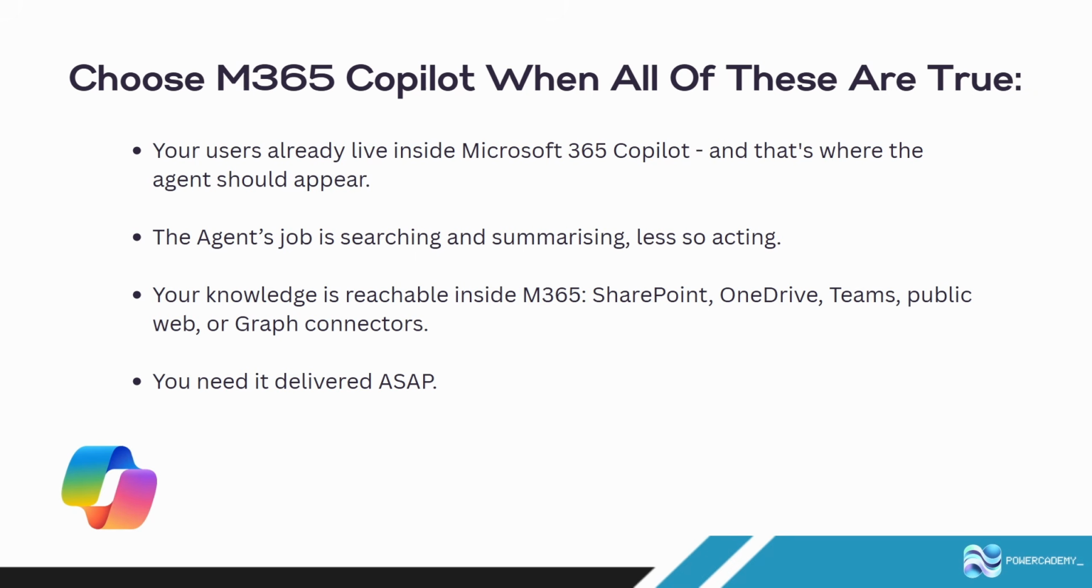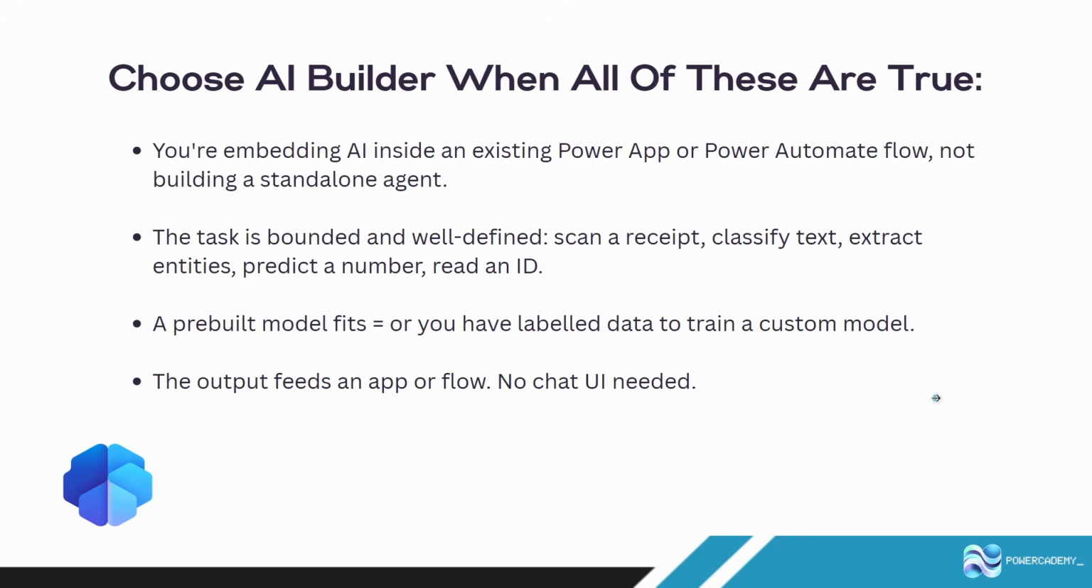Your knowledge is reachable inside M365, so SharePoint, OneDrive, Teams, public web, or graph connectors. And the reason for this, again, is that the connectors you have available to you, specifically custom connectors, are fewer than they are within Copilot Studio. And if you need it delivered as soon as possible, it's very easy to go in, and if you've ever created a custom GPT within ChatGPT or anything like that, it's very easy to just put one together and you're good to go. And the same goes for M365 Copilot agents. Then AI Builder. So choose AI Builder if all of these are true.